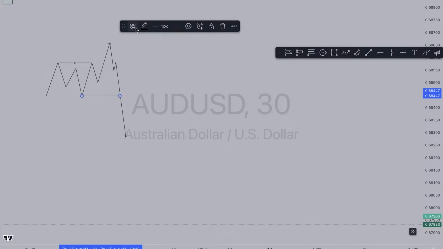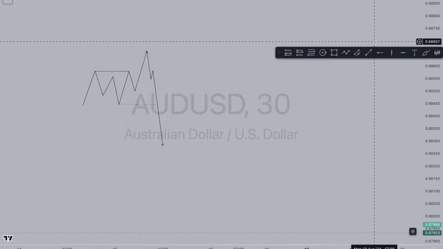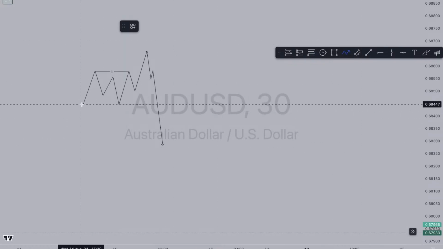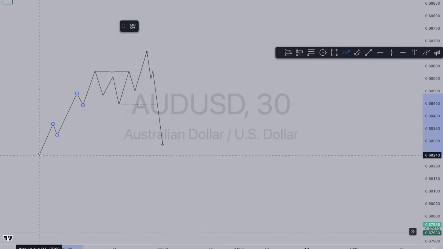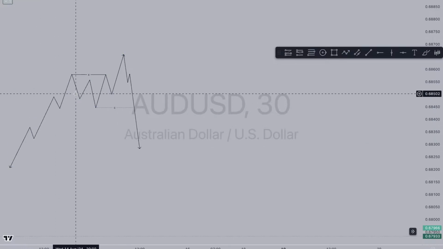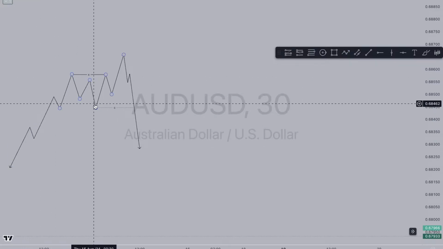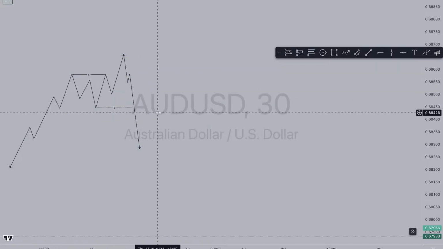So if this is a change of character, obviously this structure here had to be higher highs and higher lows to the left. So it had to be like this previously. So this is what it would have looked like. Then structure would have started slowing down. Buyers would have started slowing down. Structure would have got broken again, formed a new high, then a lower low out of nowhere.